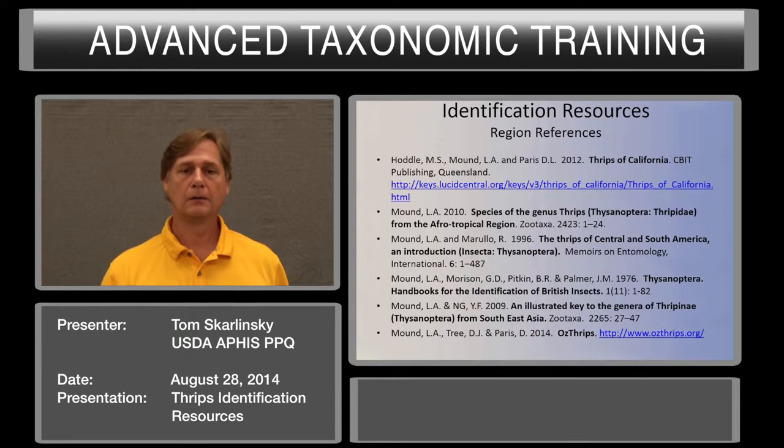Here's a list of the references. I'll leave this for a minute, so if you'd like to copy this down, you can go ahead and get these resources. There's the links. Here's the link for the Thrips of California, and then here's the link for Austrips from Australia.